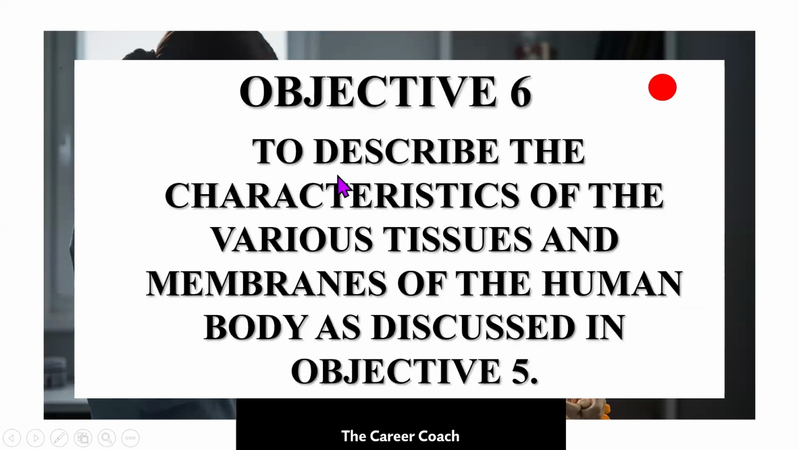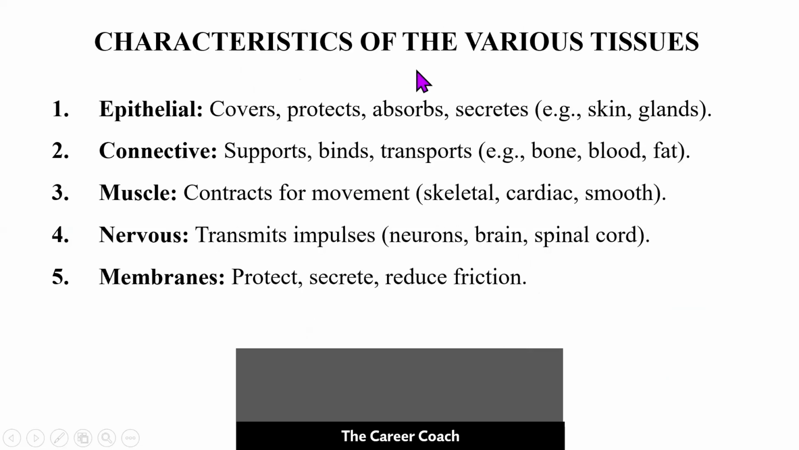Objective number 6. To describe the characteristics of the various tissues and membranes of the human body as discussed in Objective 5. So let's begin. We want to look at the characteristics of various tissues. The epithelial tissue, for instance, helps to cover, protect, absorb, and secrete. It can be found on the skin and the glands.